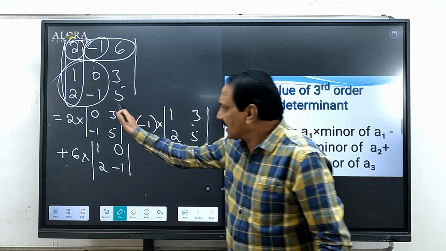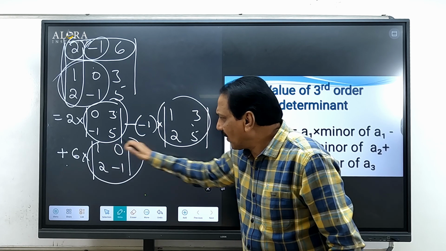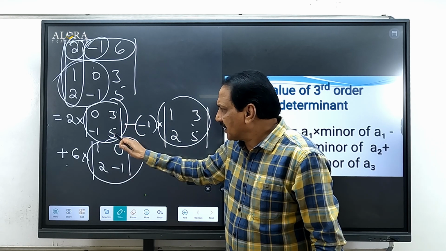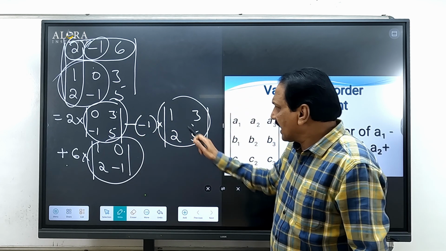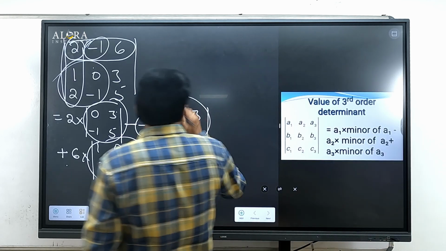Next step is just to simplify the second order determinant. You have to write the formula for this. What is the formula for expansion of second order? First element into its diagonally opposite minus second into diagonally opposite. Correct? Here also the same formula and here also the same formula. So now we shall go for the next step.